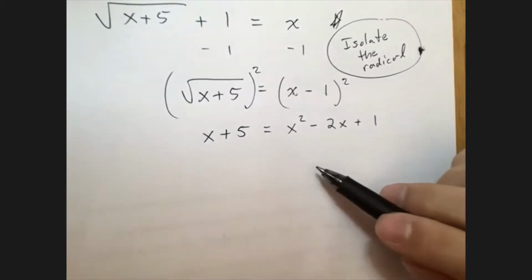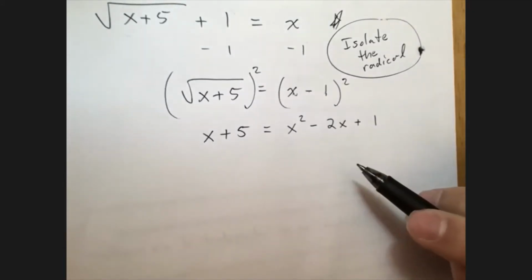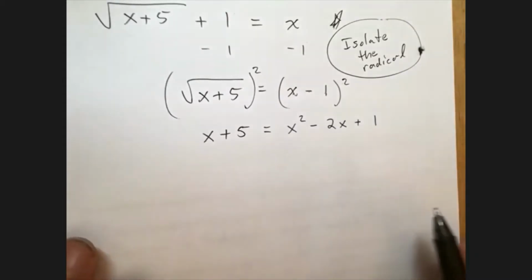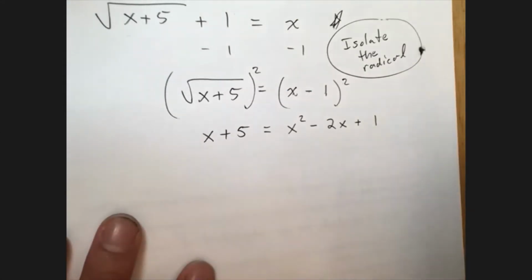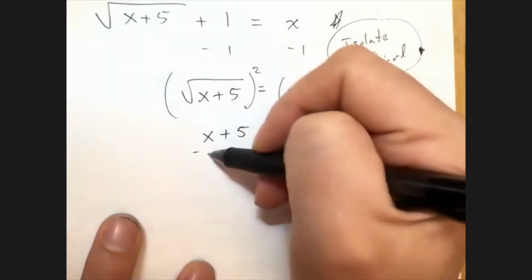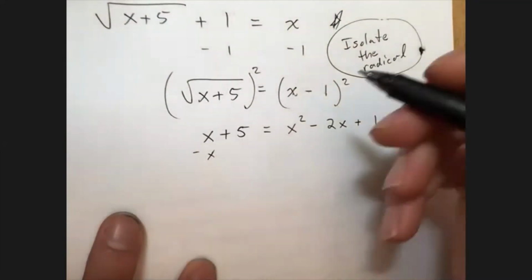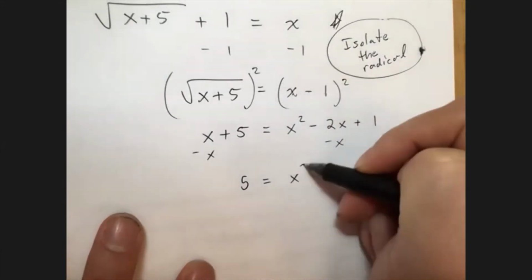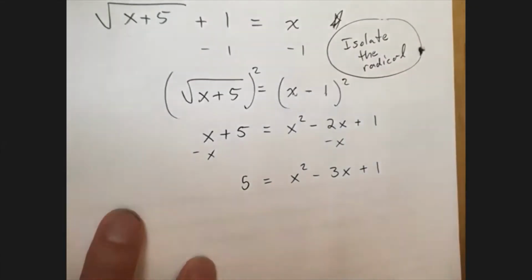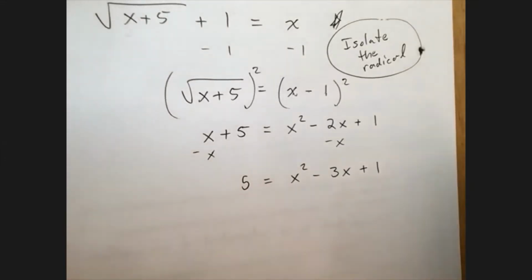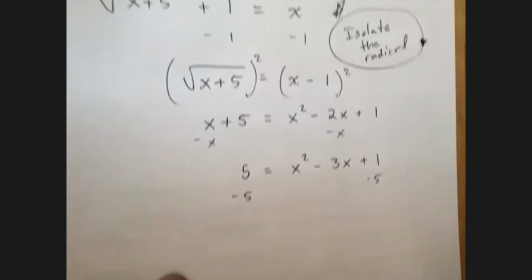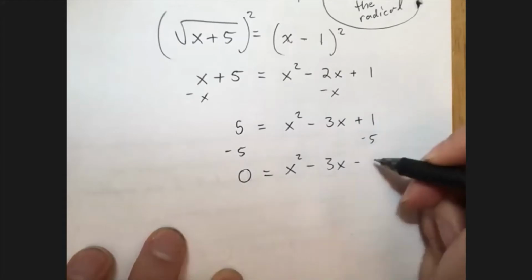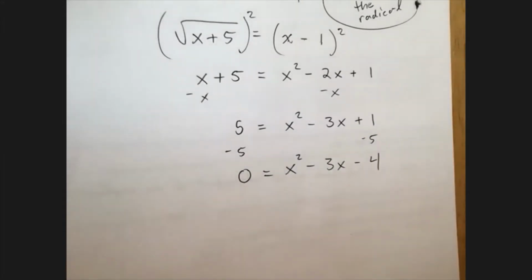And so whenever we solve polynomial equations, what we did is we tried to set one side of the equation equal to 0, and then we factored. So let's do that. Let's collect all the terms on one side of the equation. Let's subtract x from both sides, and let's see what happens. We get 5 equals x squared minus 3x plus 1. Okay. And then we'll subtract 5 from both sides. And so we get 0 equals x squared minus 3x minus 4. Okay, so we got 0 on one side.